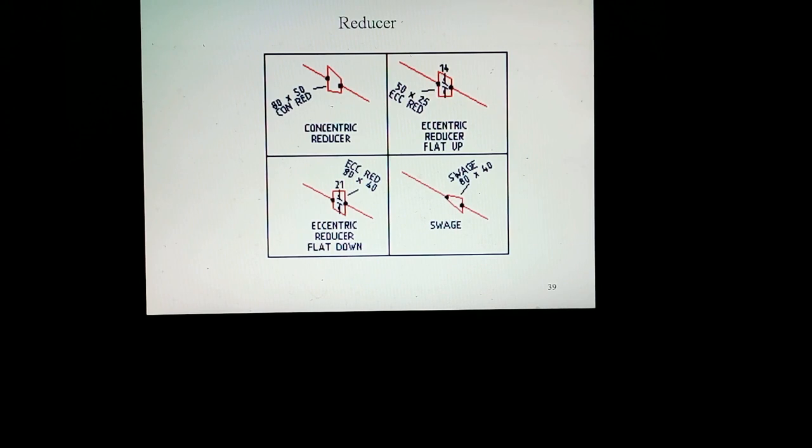Reducers. You can draw a concentric, eccentric flat up, eccentric flat down, or swage. Select the option by clicking it. A dialog box will appear on screen showing the type of drawing it will draw. Select the one required by double-clicking. Select the point on the pipeline where the larger end of the reducer will be inserted. Snap nearest is already set, and then pick a point on the pipe towards the side of the smaller end of the reducer.